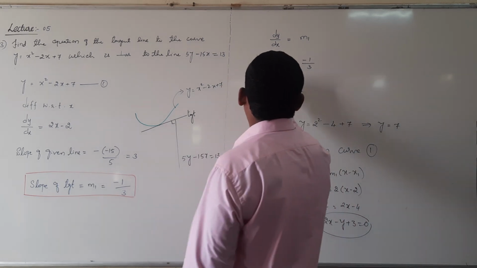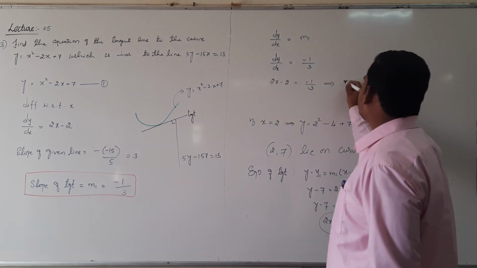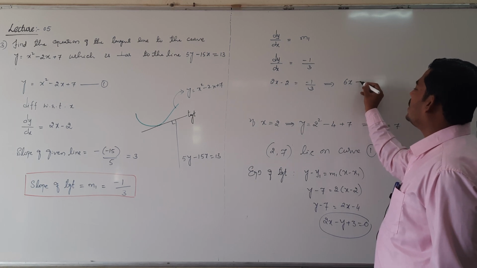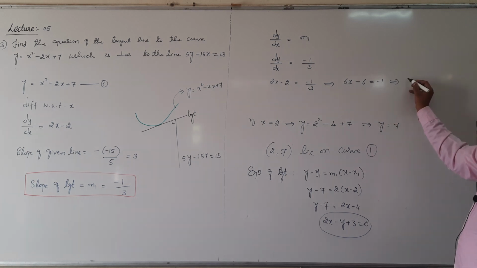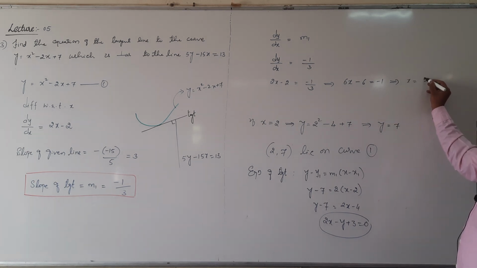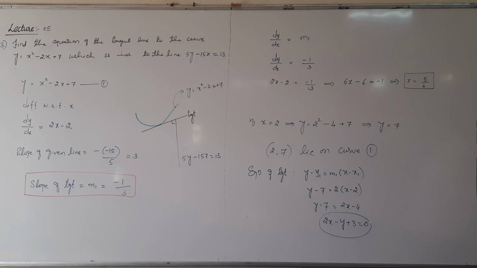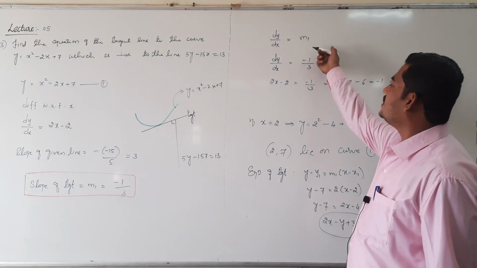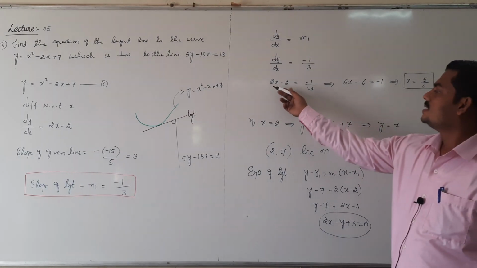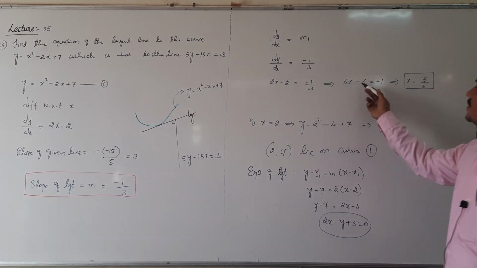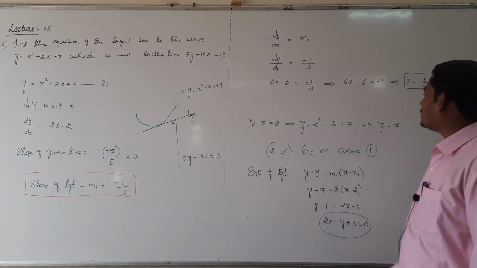Now, 2x minus 2 is equal to -1 by 3. Just cross multiplication: 6x minus 6 is equal to -1. Then 6x equal to 5, so x equal to 5 by 6. The slope of the tangent is m1, which is -1 by 3, and cross multiplication gives 6x minus 6 equal to -1, then it becomes plus 5, so x equal to 5 by 6.